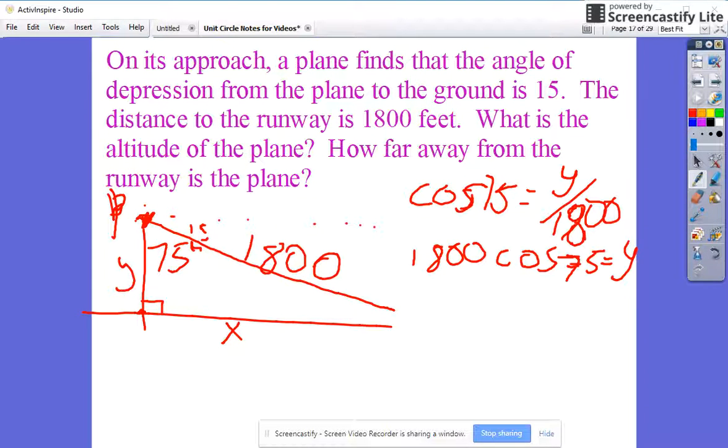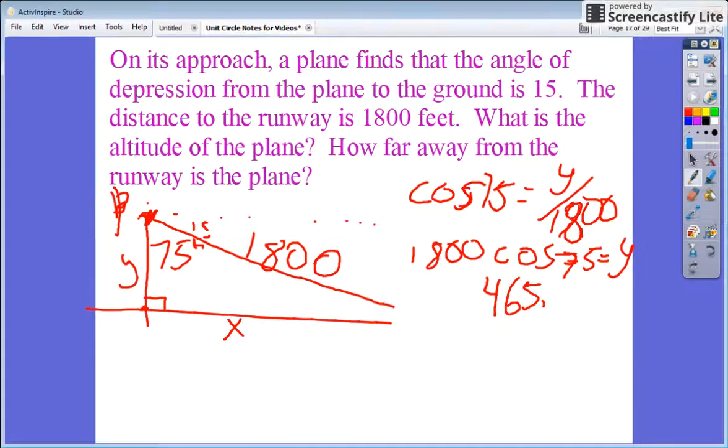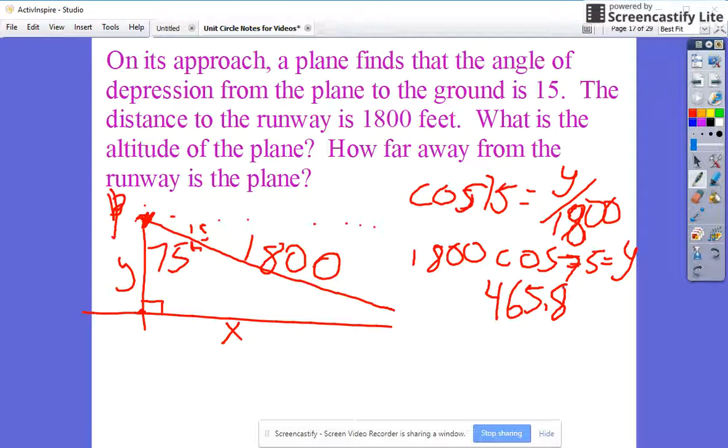So then we just get our calculator out, and we do 1,800 times cosine of 75 degrees. And that is 465 degrees, or probably not degrees, I'm sorry, 465.87 feet. Now this isn't equal, this is approximately, right? It's approximately the value of y, so it's approximately the distance.